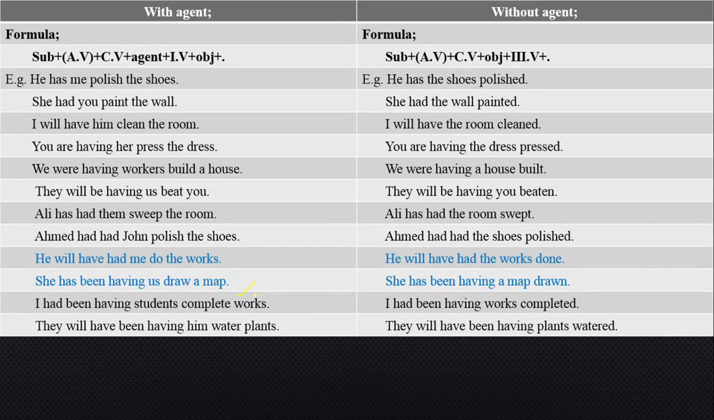I had students complete works. I had not had students complete works. Had I had students complete works? Had I not had students complete works? Hadn't I had students complete works?